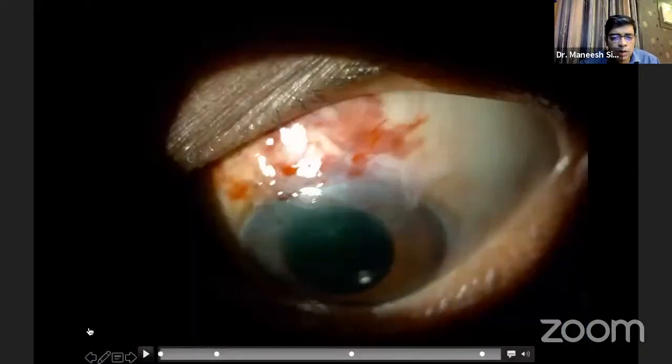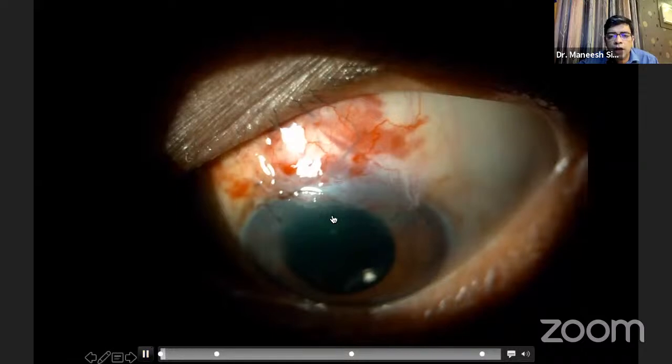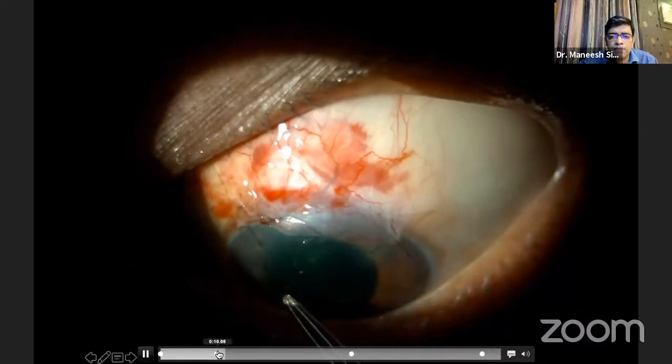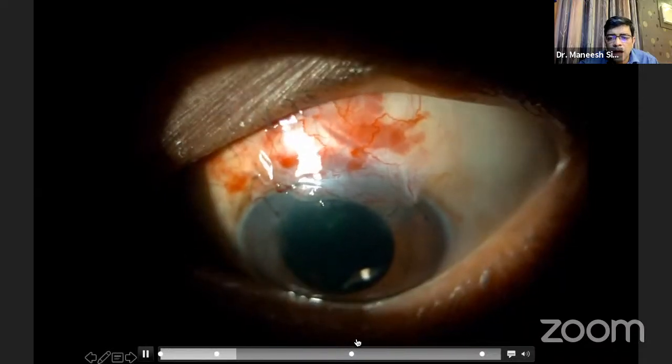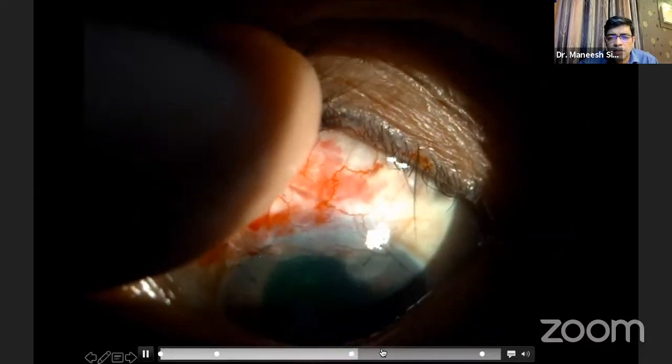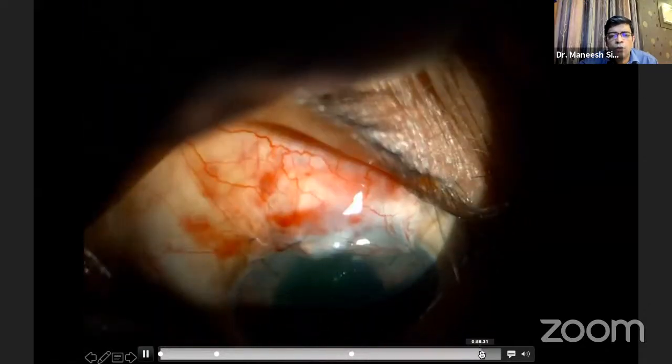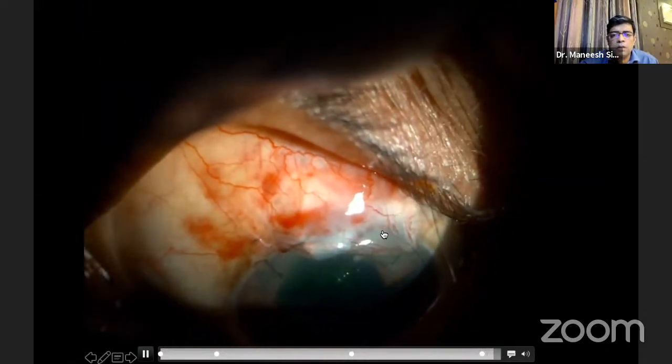And post-operatively, you can just conveniently pull the suture end. This is the suture end, and you can just pull it over a slit lamp. You can see the suture coming out, and a little bit of massage can be given, and then you can see the bleb nicely forms. You can see the nicely formed bleb.